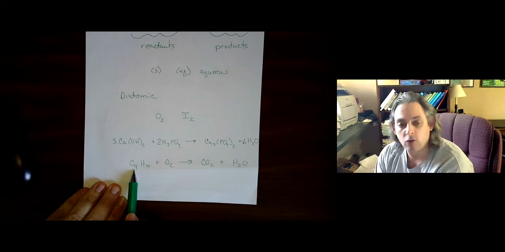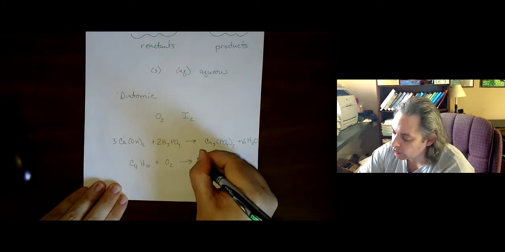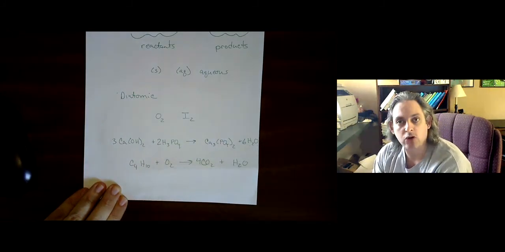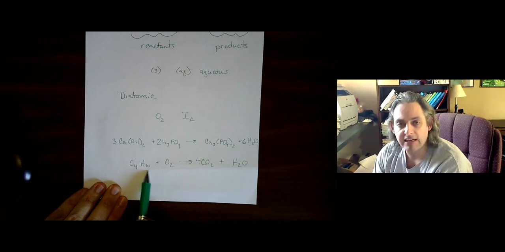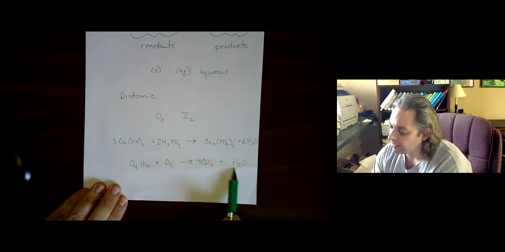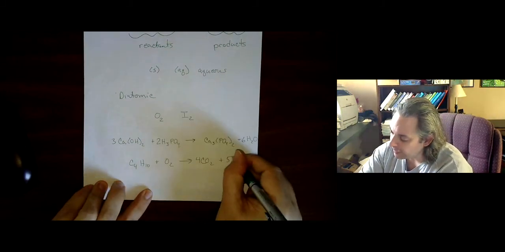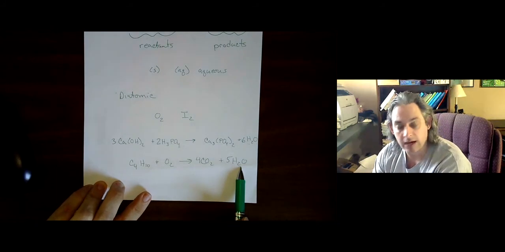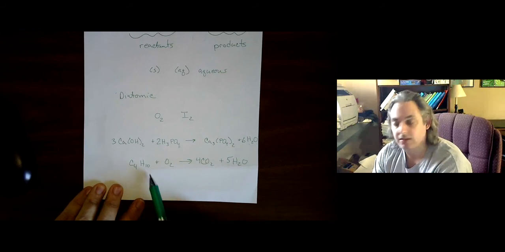So carbon, we have 4 carbon atoms, and so we need 4 carbon atoms over here. So we're going to do that by putting a 4 in front of the CO2. So now we have 4 carbon atoms. Now what about hydrogen? So hydrogen's next. We have 10 hydrogen atoms, and over here we have 2 hydrogen atoms. So to get 10, we simply put a 5. So putting a 5 in front of the water, we have 10 hydrogen atoms and 10 hydrogen atoms. So that balanced out the carbons and the hydrogens.